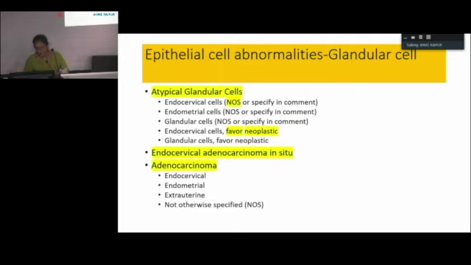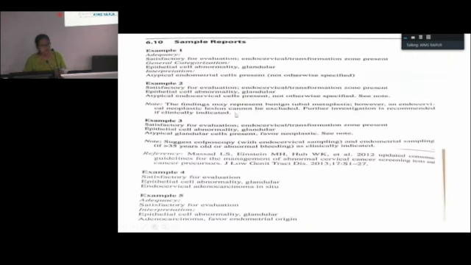Now, this is just a hodgepodge of sample reports for the pattern of reporting atypical glandular cells. This is from Bethesda, which you can look up. So, this is just to give you an idea of how it is reported. Always, first is quality indicators. First is adequacy. You have to report whether it is satisfactory for evaluation or not. Transformation zone is present or not.